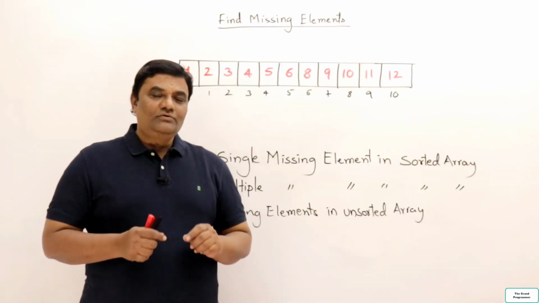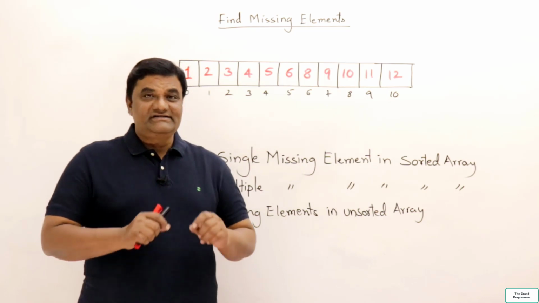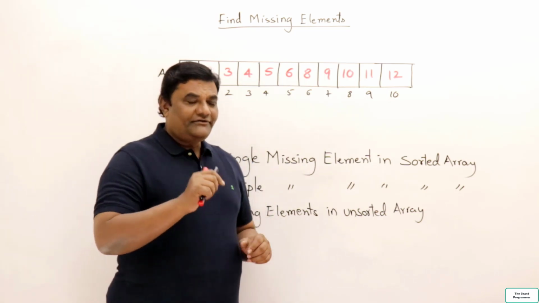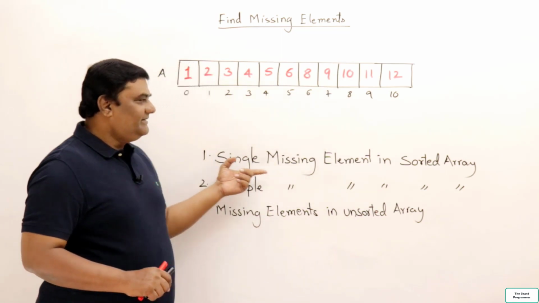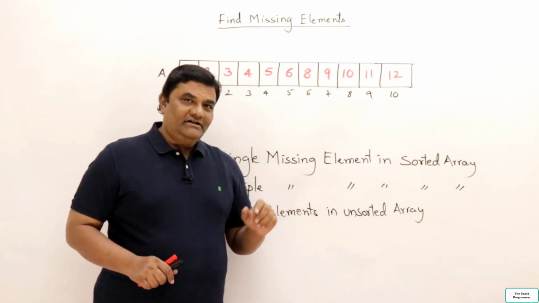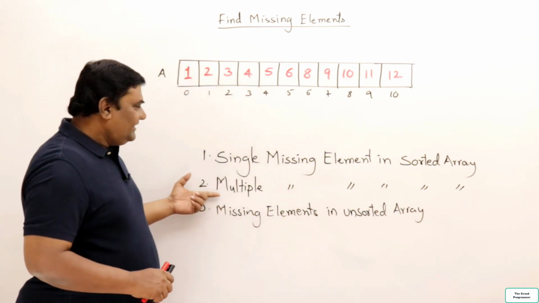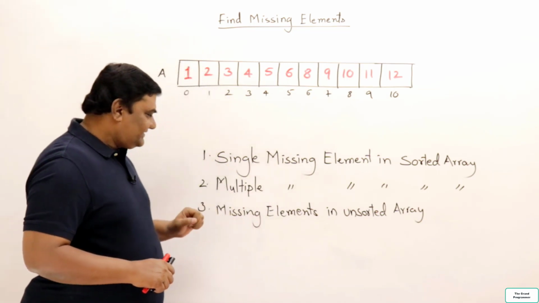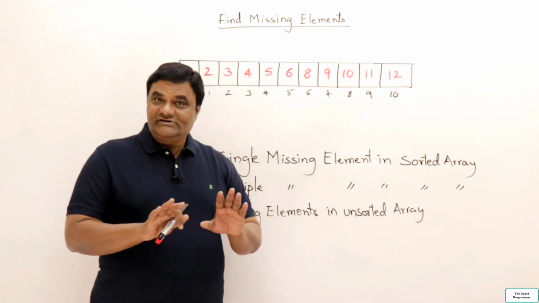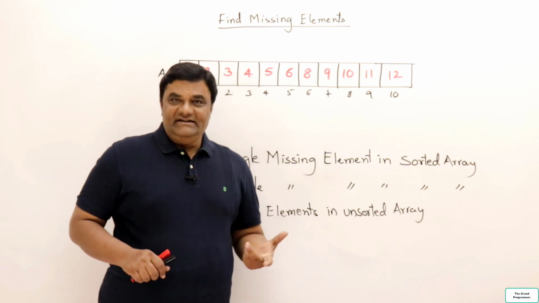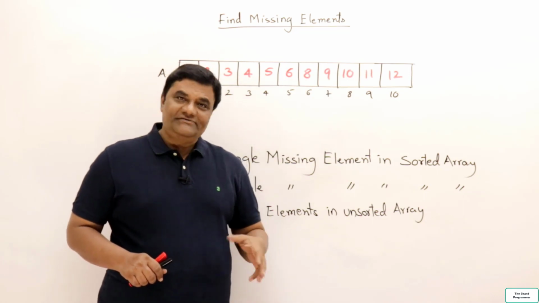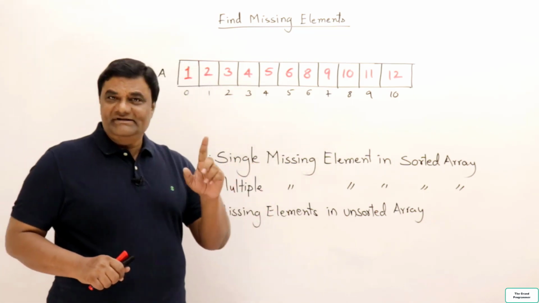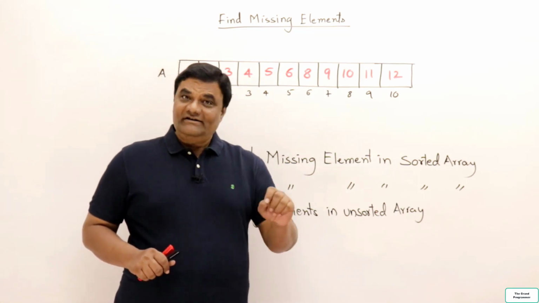In this video, we will learn how to find out a missing element in a sequence of elements if the elements are stored in an array. First of all, I will show you how to find a single missing element in a sorted array if the array is already sorted. Then, if there are multiple elements that are missing in a sorted array, we will find that. And next, if the array is not sorted, how to find the missing element, if there are one or more elements, we'll find that. So let us start with the first one, finding a single missing element in a sorted array.